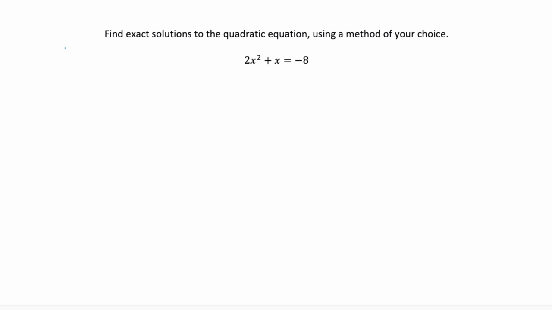Hey everyone, Professor Baldwin here, and today we're asked to find the exact solutions to this quadratic equation, and we get to use the method of our choice.